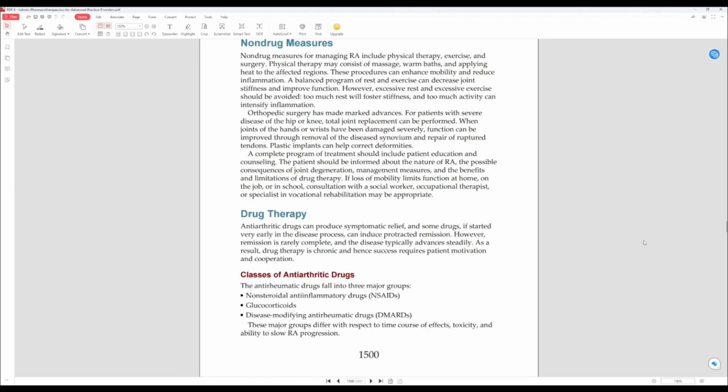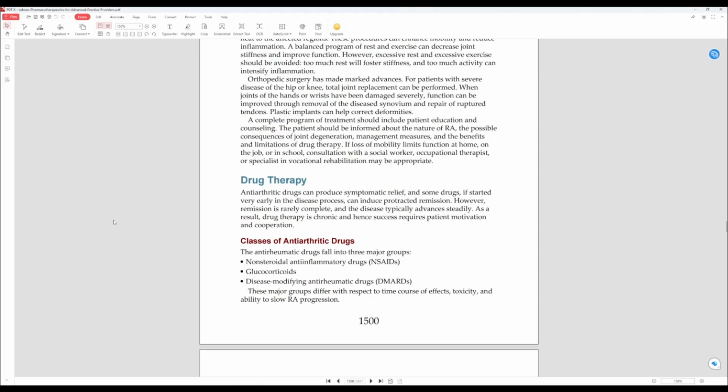A complete program of treatment should include patient education and counseling. The patient should be informed about the nature of rheumatoid arthritis, the possible consequences of joint degeneration, management measures, and the benefits and limitations of drug therapy. If loss of mobility limits function at home, on the job, or in school, consultation with a social worker, occupational therapist, or specialist in vocational rehabilitation may be appropriate.